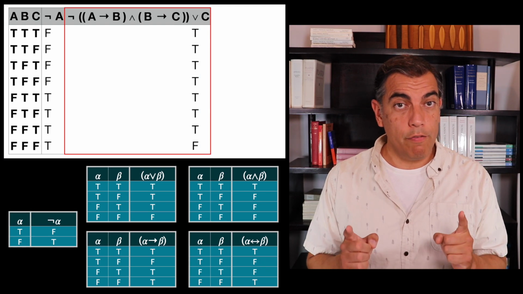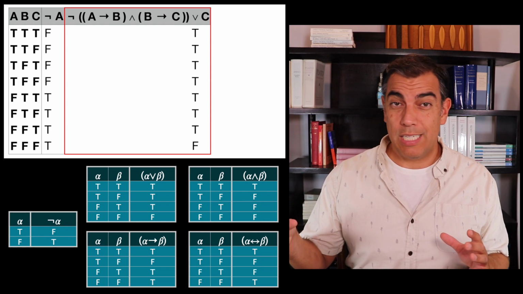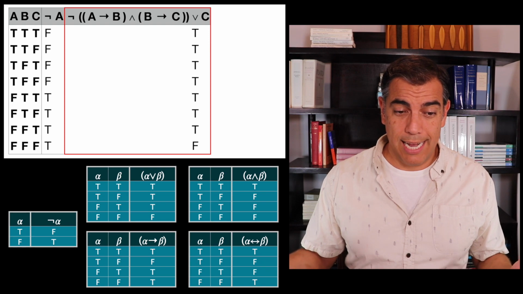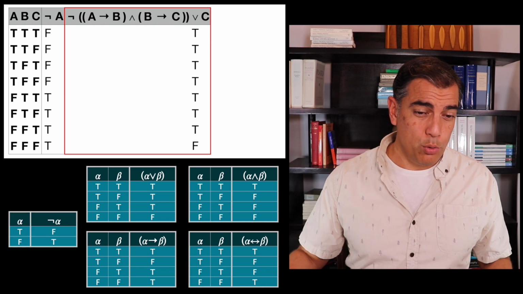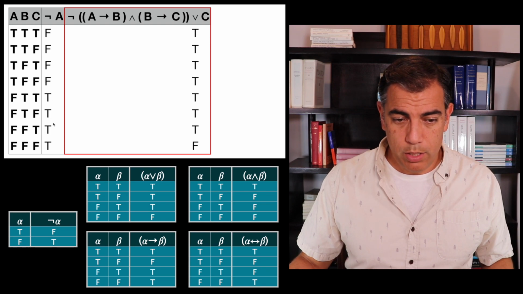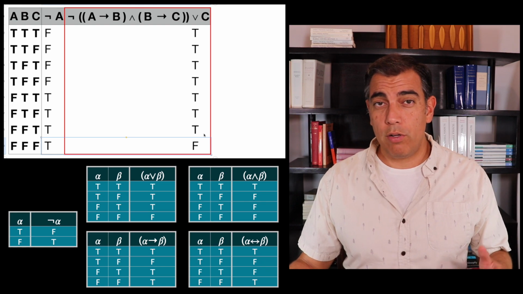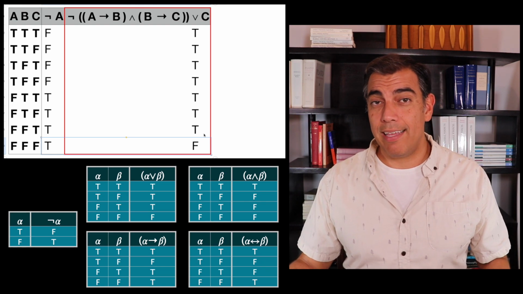Again, I'm only looking for rows where the premises are true, and then I'm going to check and see if the conclusion is false. I only have one premise here, which is not A, and not A is only true in the bottom 4 rows. When I look at those bottom 4 rows, it looks like in the last row the premise is true and the conclusion is false. Therefore, this is an invalid argument.